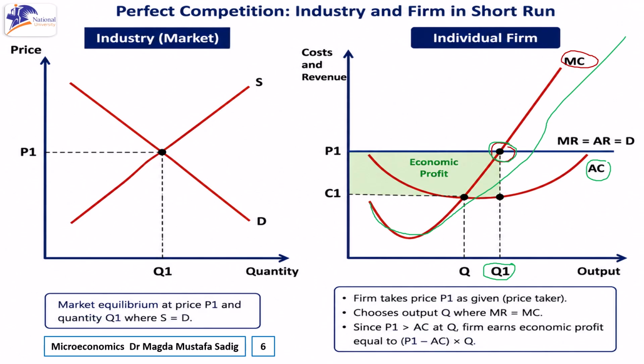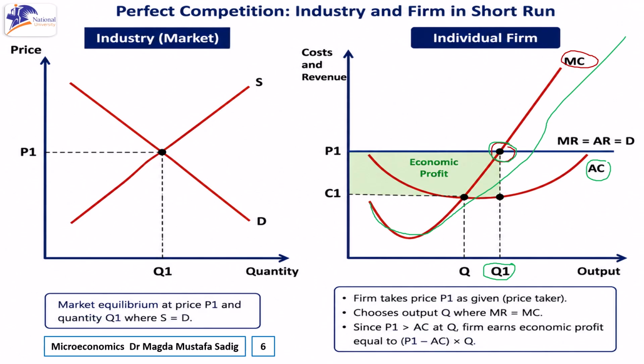And the intersection of marginal revenue and marginal cost at Q1 determines the equilibrium output. It's Q1 at price P1 and cost C1. The quantity gives maximum profit. Whenever you see this graph anywhere, always locate where marginal revenue intersects marginal cost. That is the firm's optimal output.